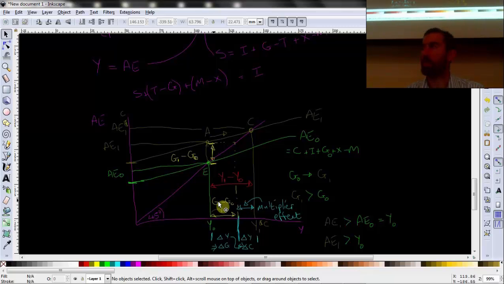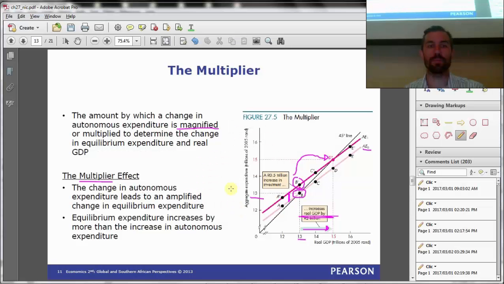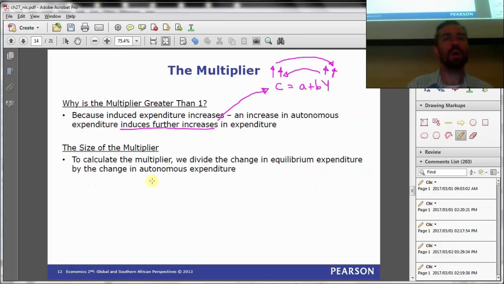The yellow change was the increase in autonomous expenditure. The increase in output was the red change. The red is greater than the yellow. That's what we're referring to. Why is the multiplier greater than 1? Because of our induced expenditure components.